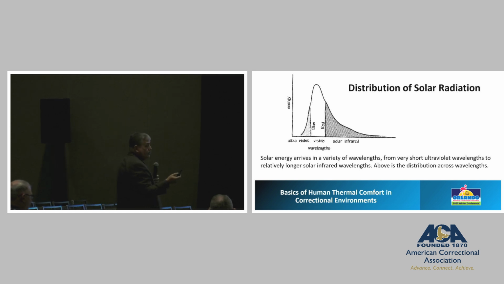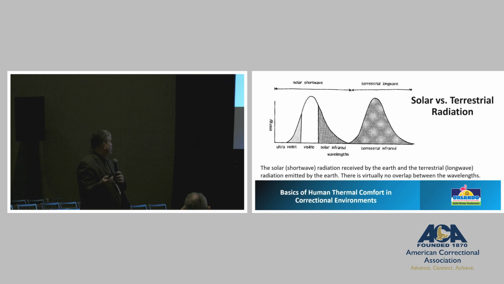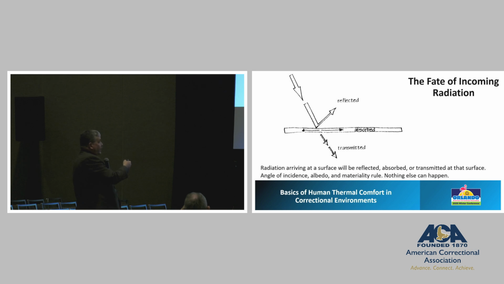So, solar radiation from the sun. You have ultraviolet, visible, and solar infrared, and those are separate wavelengths. Solar infrared is different than terrestrial infrared, which is what happens when you heat a surface. You get long-wave radiation. When incoming radiation hits a surface, it's either reflected, absorbed, or transmitted.